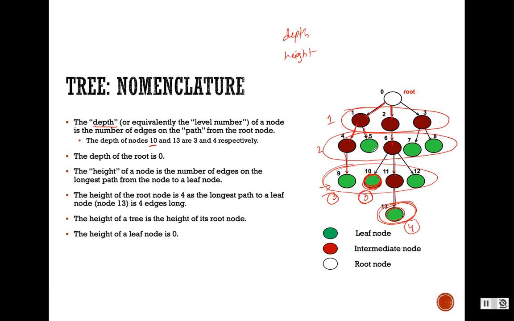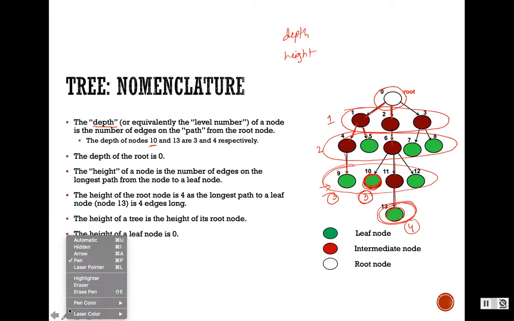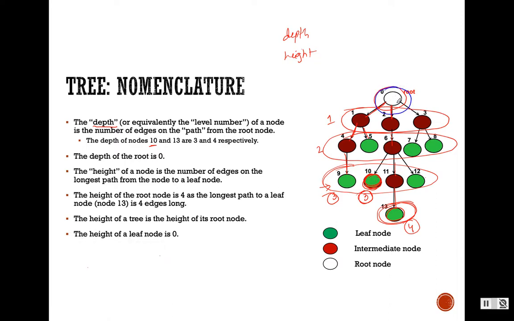Okay, so for example, if we consider the root node, let me change the color. Starting from the root node, the longest distance from the root node to a leaf node is 4: 1, 2, 3 and 4. So the height of the root node is 4.